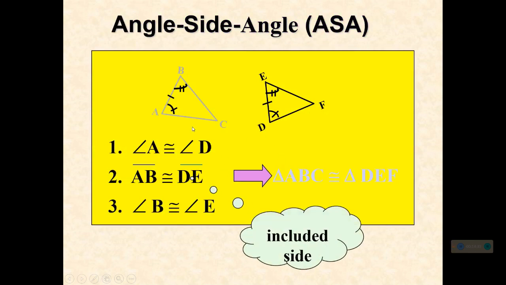Another example is this one. We have the included side, segment AB and segment DE. So we have here angle B with angle E, then angle A with angle D. So that is the included side.